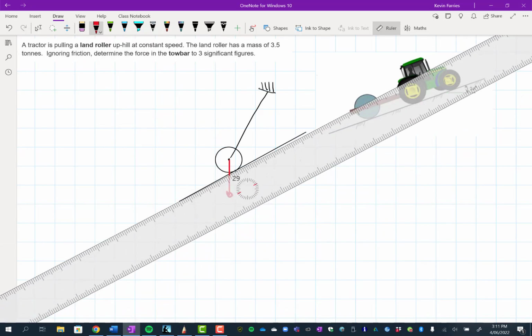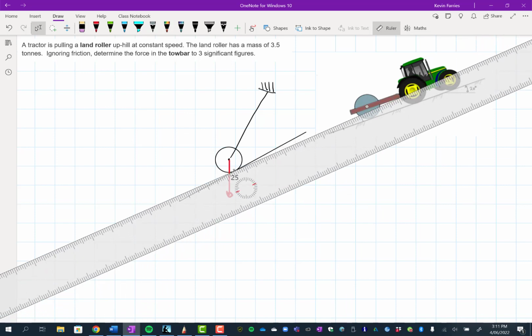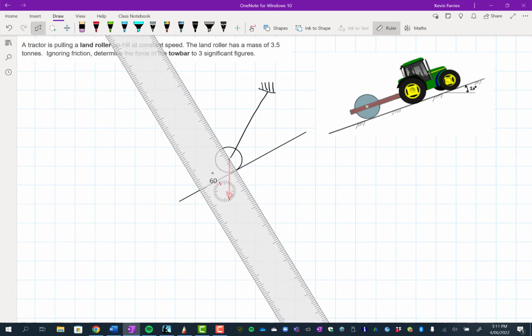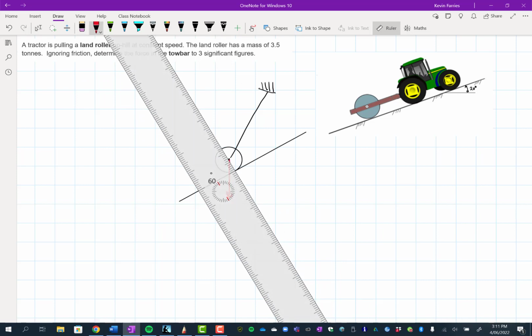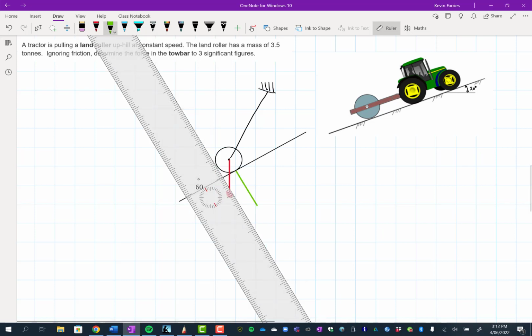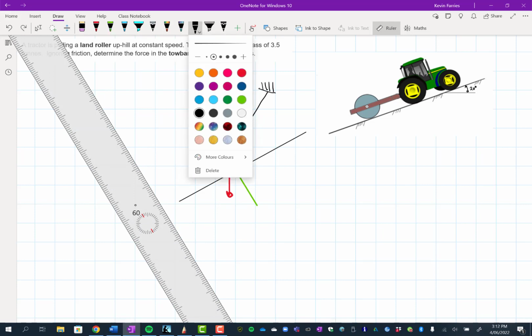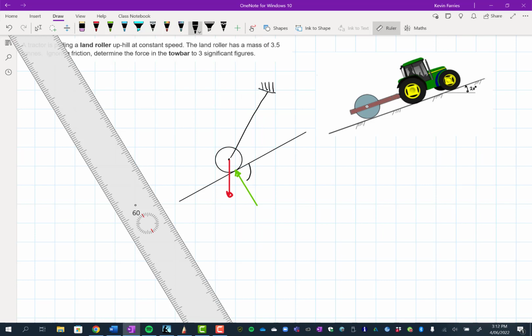And the reaction from the ground is always at 90 degrees. So let's have a look, what was this? This was 30, wasn't it? And so if I want 90 degrees, I'm going to have to go past 0 and then go 60. So the reaction from the ground, I'll do it in a different color, is always perpendicular to the surface. So it's at 90 degrees. So this angle here is at 90 degrees.